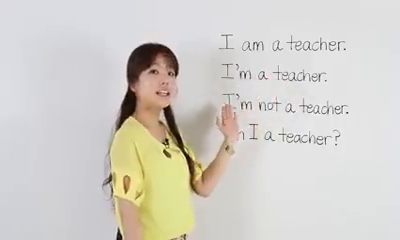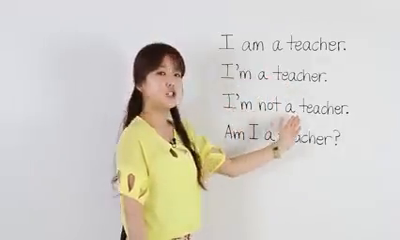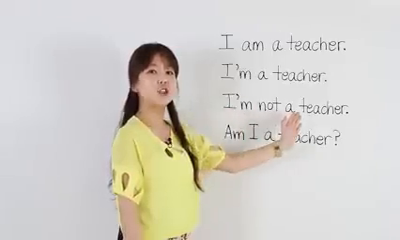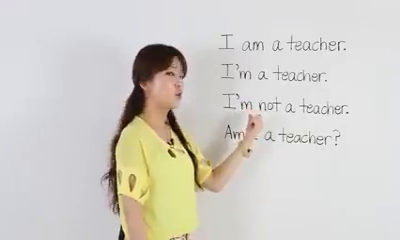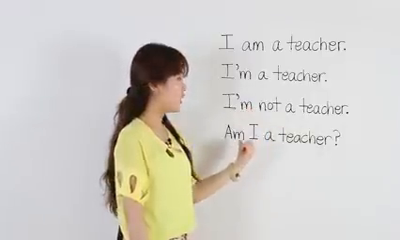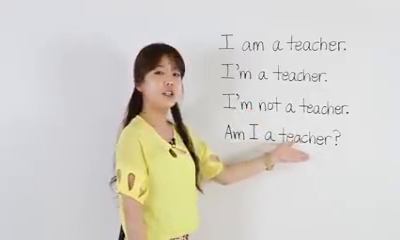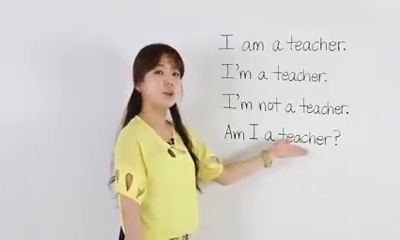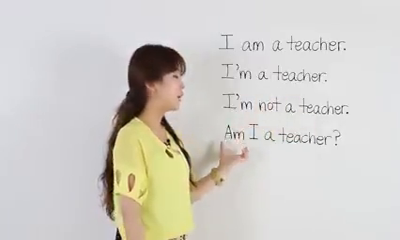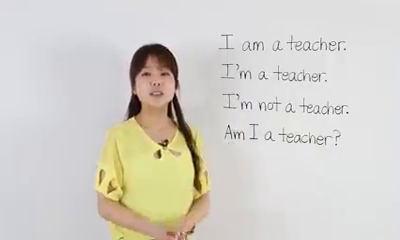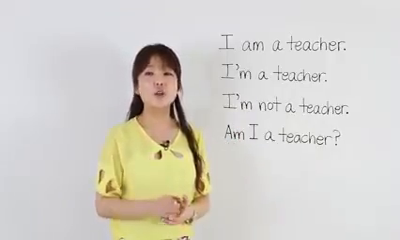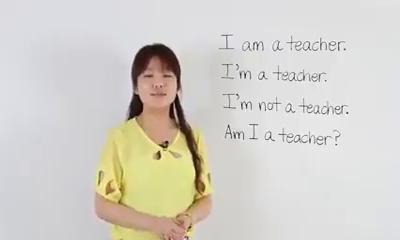This is a negative sentence. I'm not a teacher. Remember, not goes after the be verb. And here's a question. Am I a teacher? Remember, the be verb comes in the front for a question. We're going to listen to some more examples. I want you to repeat after each one.